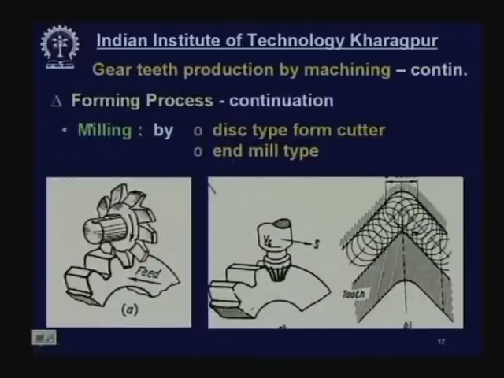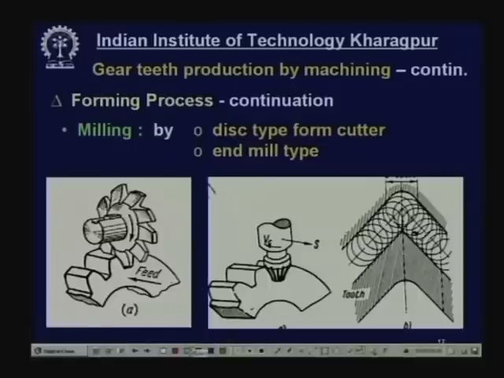Now come to milling. This is also a forming process. Milling is also a forming process, but it has got wide applications, you know. Milling by disc type form cutter and end mill type cutter. Now this is the disc type cutter, just like a milling cutter, but here you can see this is the gear tooth form which has to be produced, bounded by two involutes. And here also the form of the tooth of the cutter will be the same, and this will keep on rotating and the blank will move along a direction parallel to its axis, and this way the teeth will be produced one by one by indexing process.